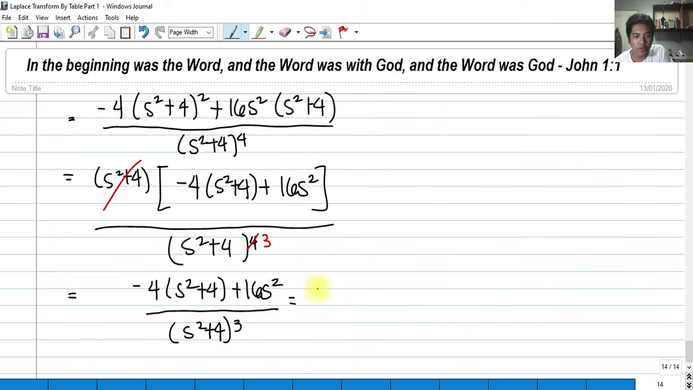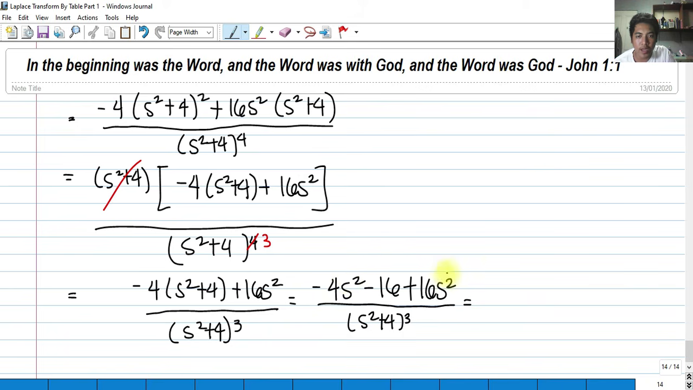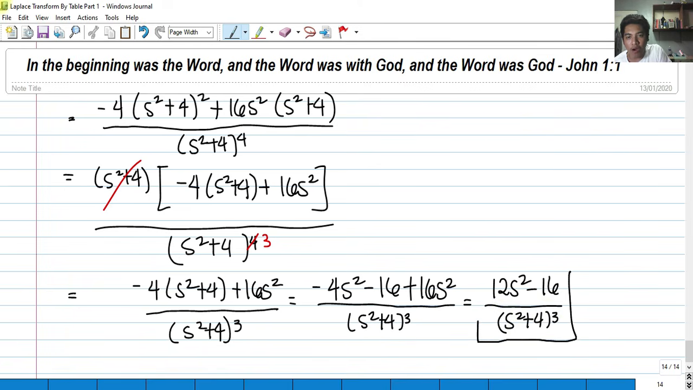Upon simplifying, we have to distribute negative 4. That becomes negative 4s squared minus 16 plus 16s squared over s squared plus 4 raised to 3. As you can see, negative 4s squared plus 16s squared becomes 12s squared minus 16 over s squared plus 4 raised to 3. And that should be our final answer for this problem.